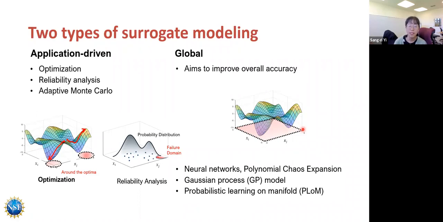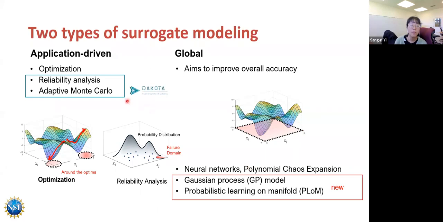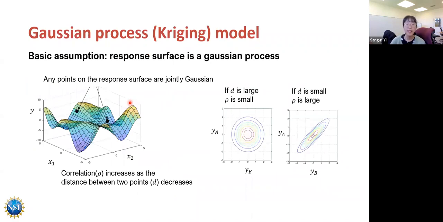There are many approaches for training surrogates, such as neural networks, and polynomial chaos expansion is also popular. In quoFEM, among them, we support the Gaussian process model, and we also have a new feature, which is probabilistic learning on manifold-based surrogate modeling. Other than this, we also support some application-driven surrogate modeling through the Dakota engine. Our presentation today will focus on the Gaussian process surrogate model, which is also known as a Kriging model.